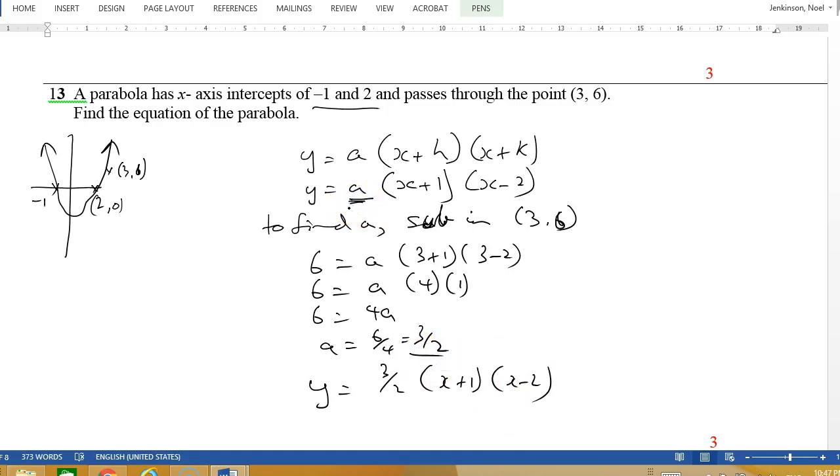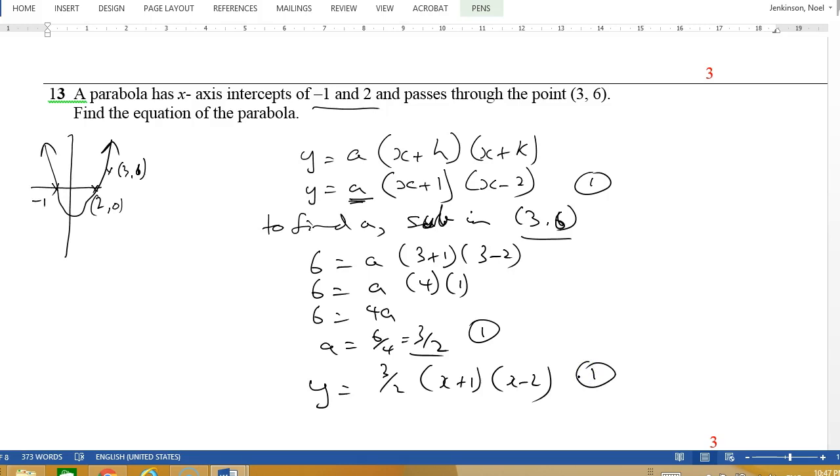We're finished. 1 mark for putting the x-intercepts, which are given in the question, straight into the x-intercept form. 1 mark for subbing in the second point and finding the dilation factor. 1 mark for writing the final equation.